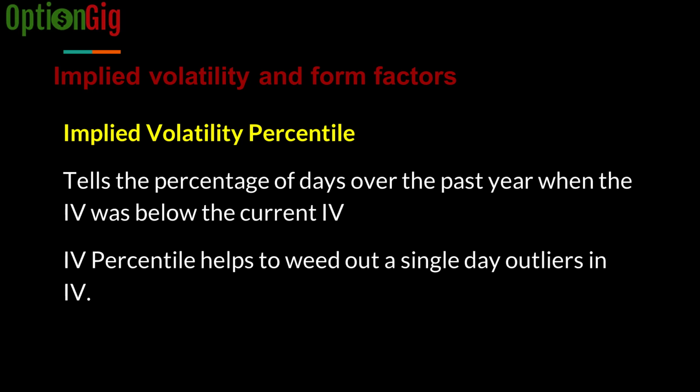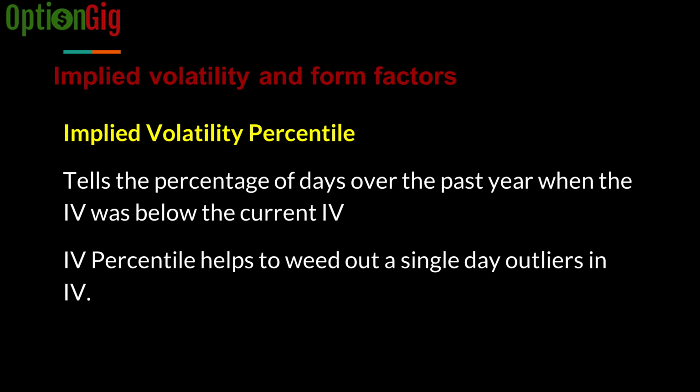Maybe there was an SEC investigation announced and the IV just shot up to 90 for just 1 day. That was an outlier move for that particular stock, but it will impact IV rank because now the highest level is 90. Let's say that IV level of 90 has been there for just 1 day, and normally the stock's highest level has been just 60. The IV rank will get impacted. Now to negate or to weed out these outlier moves, we focus on IV percentile.